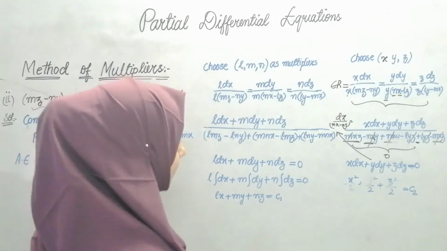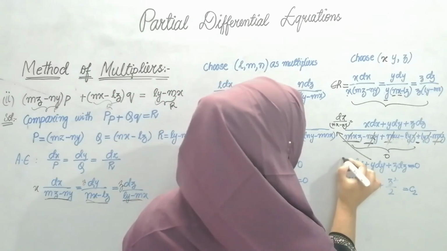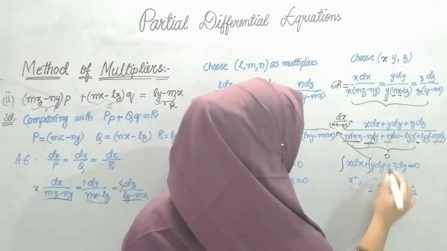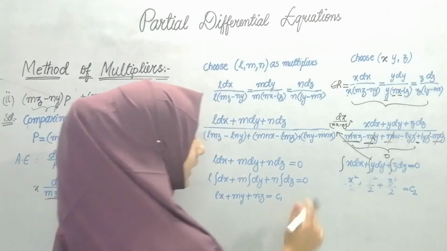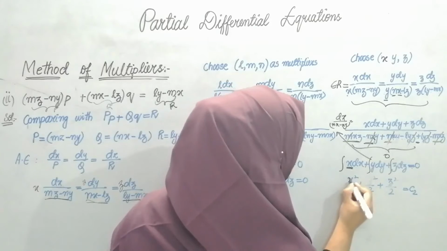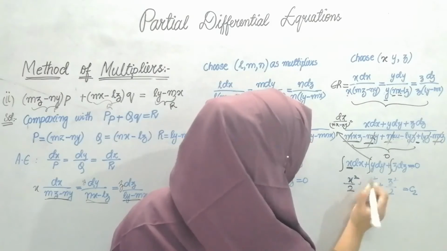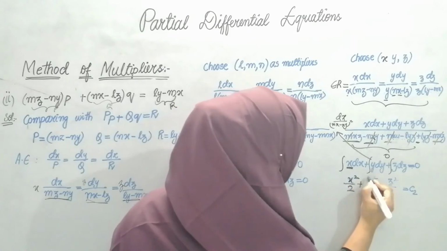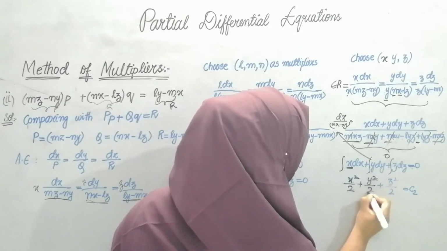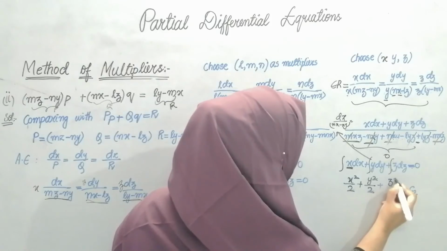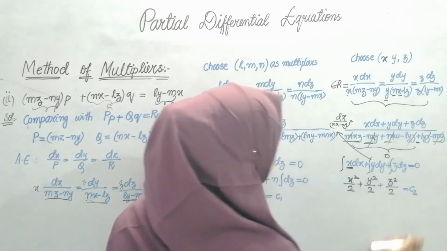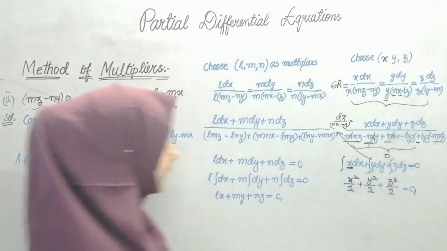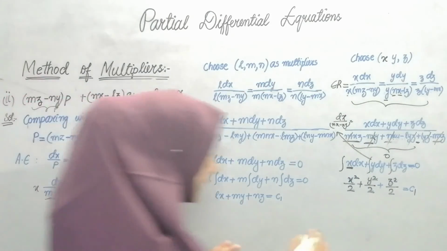Done. Now simply the next step is to integrate. So I'm going to integrate it. Integration of x dx plus integration of y dy plus integration of z dz. I know if I integrate x, it will be x square by 2, because I'm doing it with respect to x. Similarly with respect to y, if I'm integrating y, this will be y square by 2 and z will be z square by 2. Done. Because I'm doing this first, I'll say this is C1. Okay, done. Clear? I got my C1.